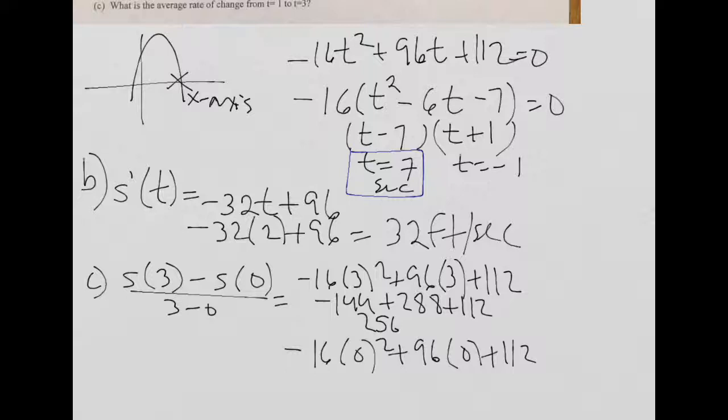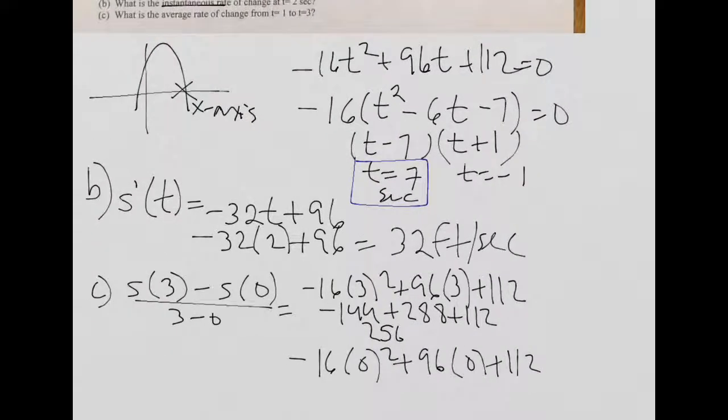Oh, not 112. Oh wait, it's not 0, it's 1. My bad, sorry. So this should be 1, not 0. So s of 3 minus s of 1, over 3 minus 1. Okay, so we put in a 1, and when we work that out, we get 192.